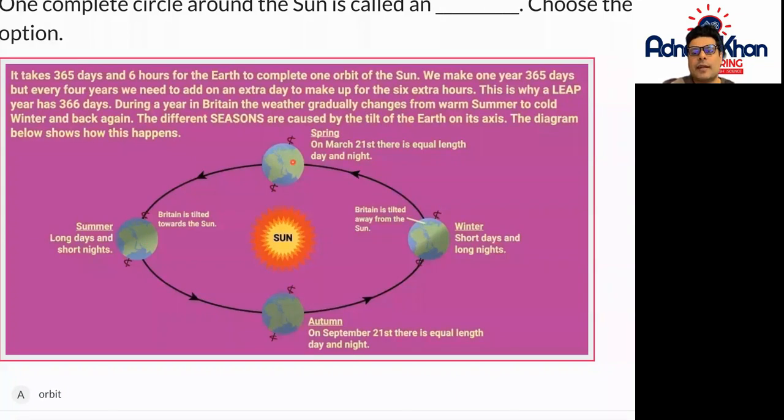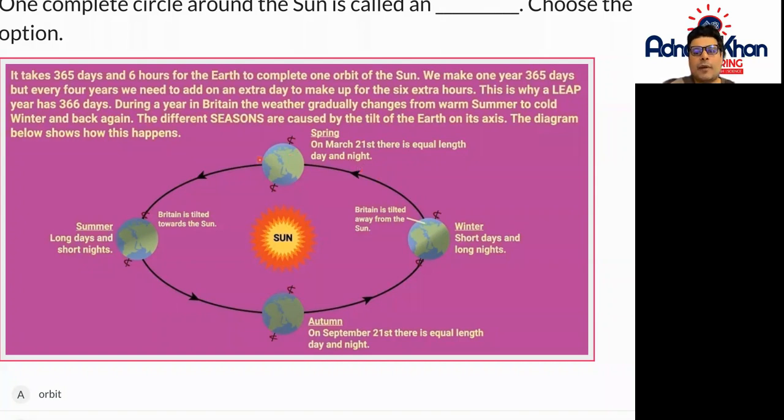Again, if we're going all the way around the sun to the spring, we'll just come around here to the spring, we know that on 21st of March, there is an equal day length and night. When it comes towards the spring, we know that things are warming up. You have sheep giving birth to lambs, flowers beginning to grow, leaves coming back on trees, and so on and so on.